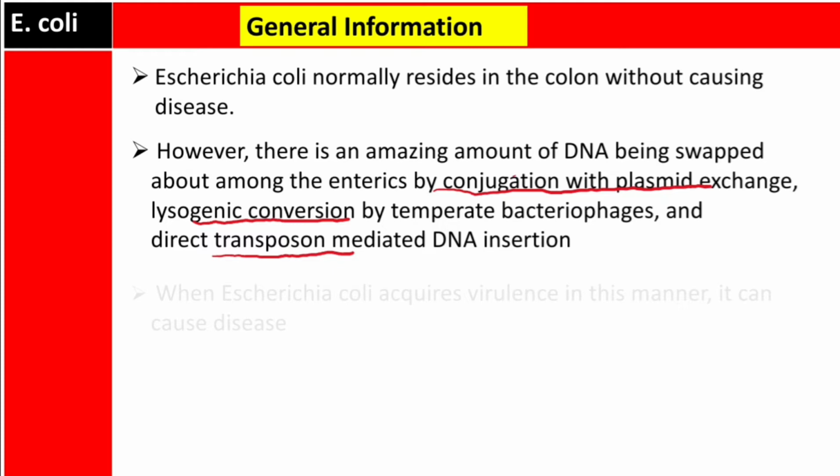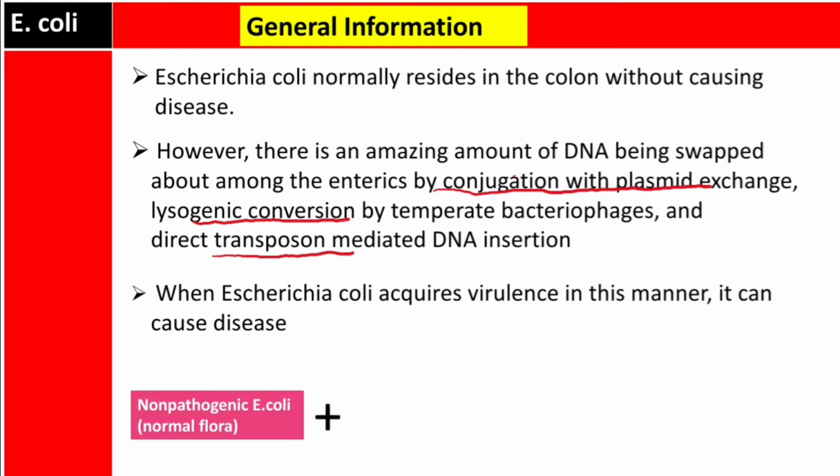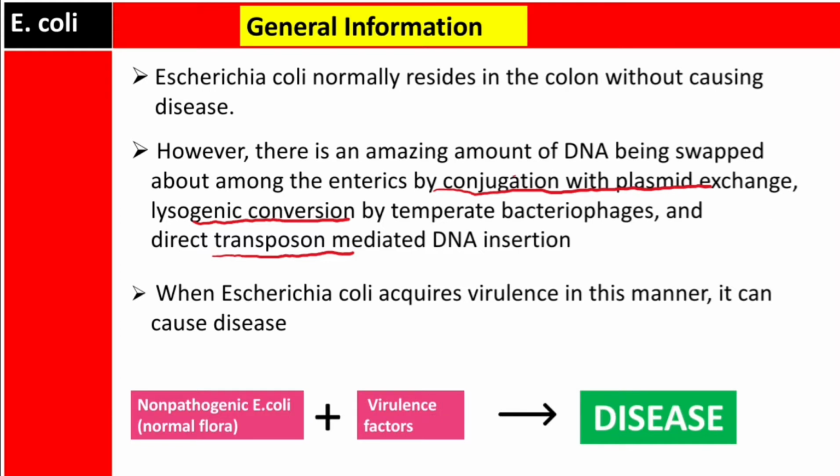All these processes will encourage the acquirement of virulence factors by the non-pathogenic E. coli. When the E. coli acquires virulence in this manner, it can cause disease. To summarize this whole concept, we have your normal flora, non-pathogenic E. coli. If it gets the virulence factors, then it causes the disease. Okay, so let's talk about these virulence factors.